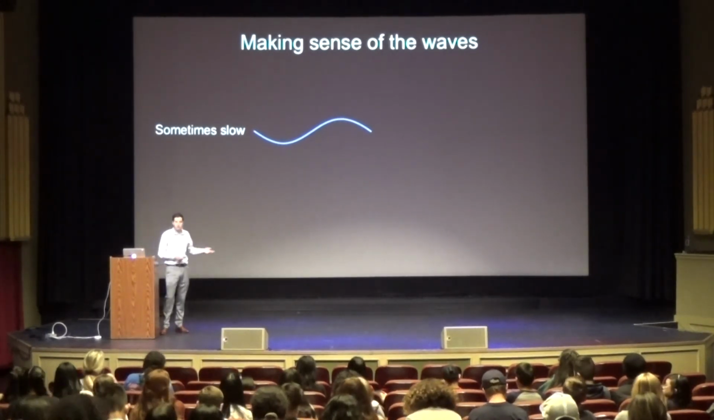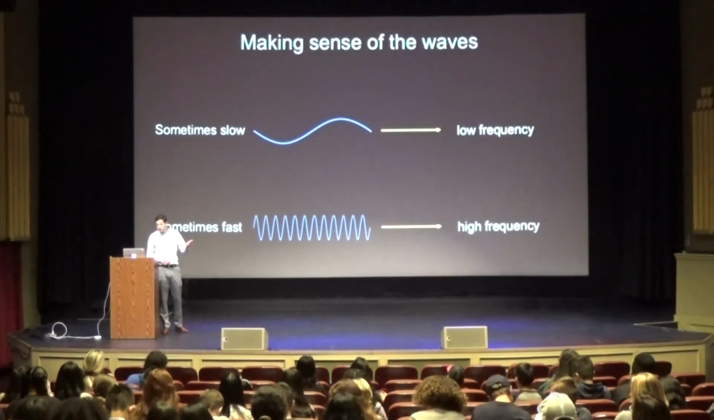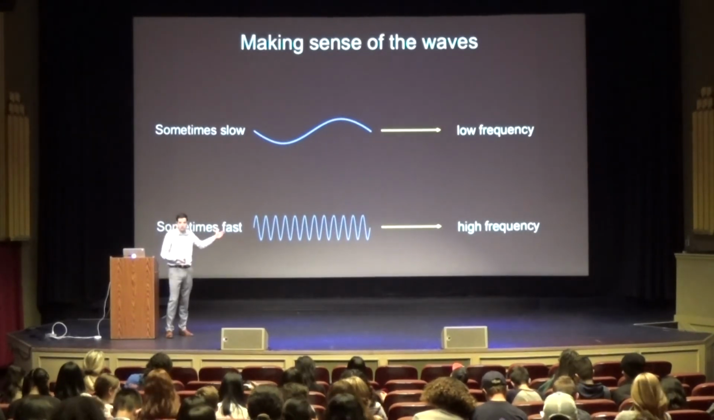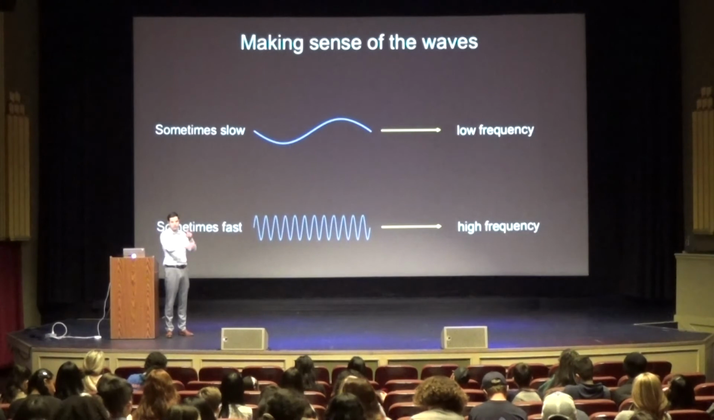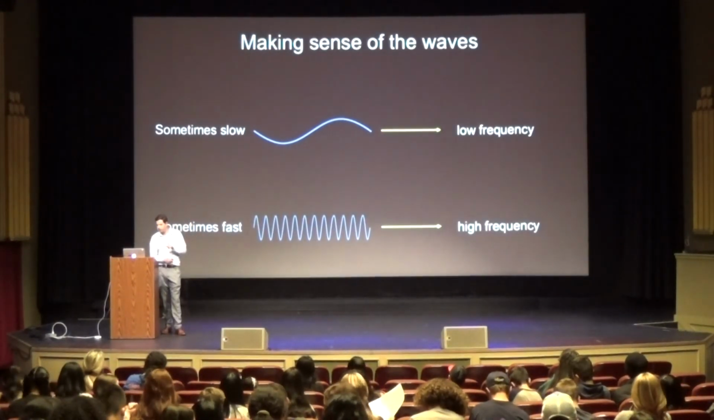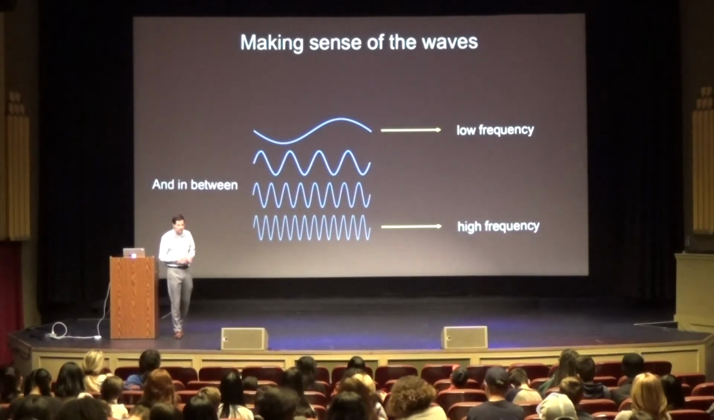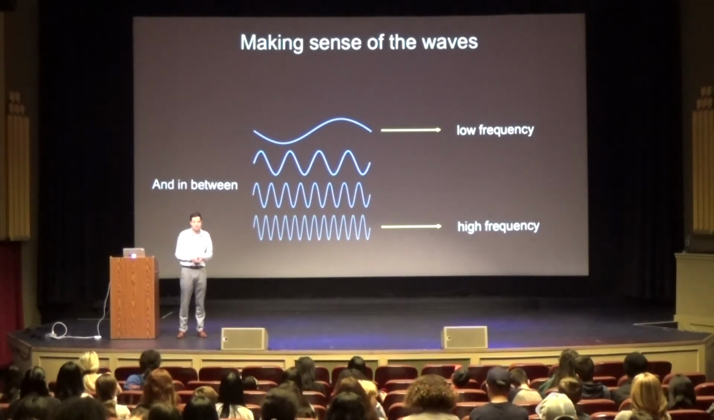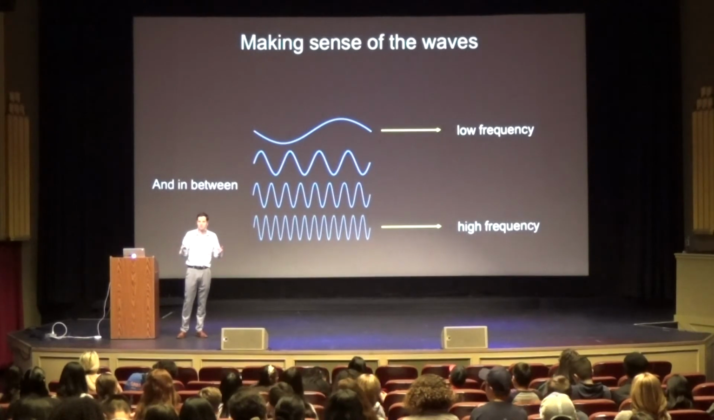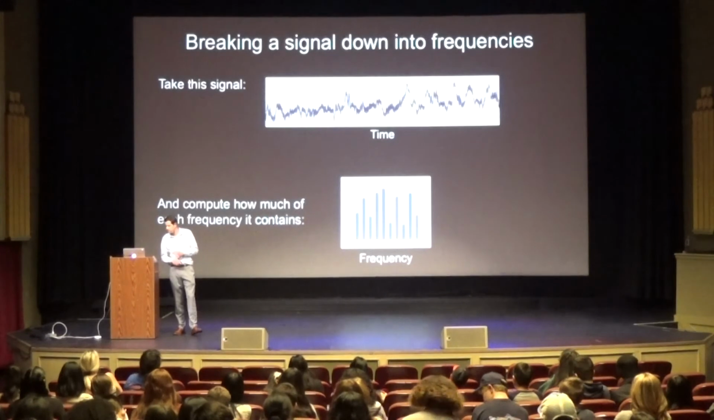Waves can sometimes be slow, or they can sometimes be fast, and everything in between. When we talk about signals, we talk about low frequencies when the distance between the peaks is large, or high frequencies when the distance between those peaks is small. And we have everything in between. So what we'd like to do is compute the composition of these frequencies in the signals that we measure, which then tells us something about how the neurons are activating in the brain of the patient.